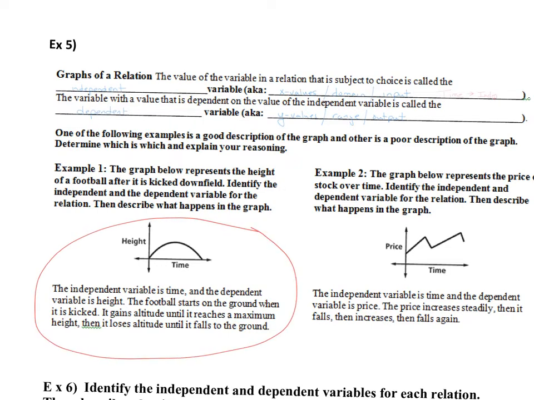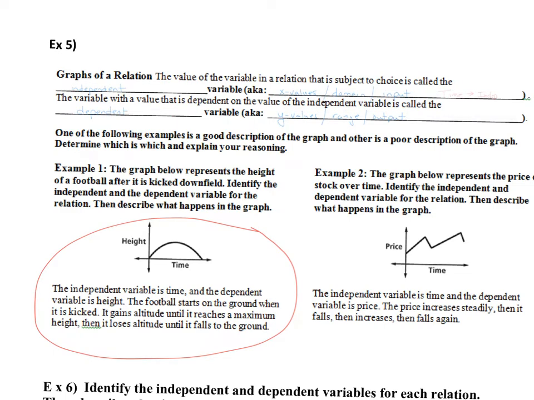Now, in both of your descriptions, independent is time, independent is time. They got that part right. Dependent is height, dependent is price. So both of those are good. So then we start reading. The football starts on the ground. When it is kicked, it gains altitude until it reaches the maximum height and then loses altitude until it falls to the ground. So in this case, they're talking about exactly what happens. They're talking about the start point, how it's on the ground, it goes up, it comes back down, and then they talk about how it falls back down to the ground again, okay?